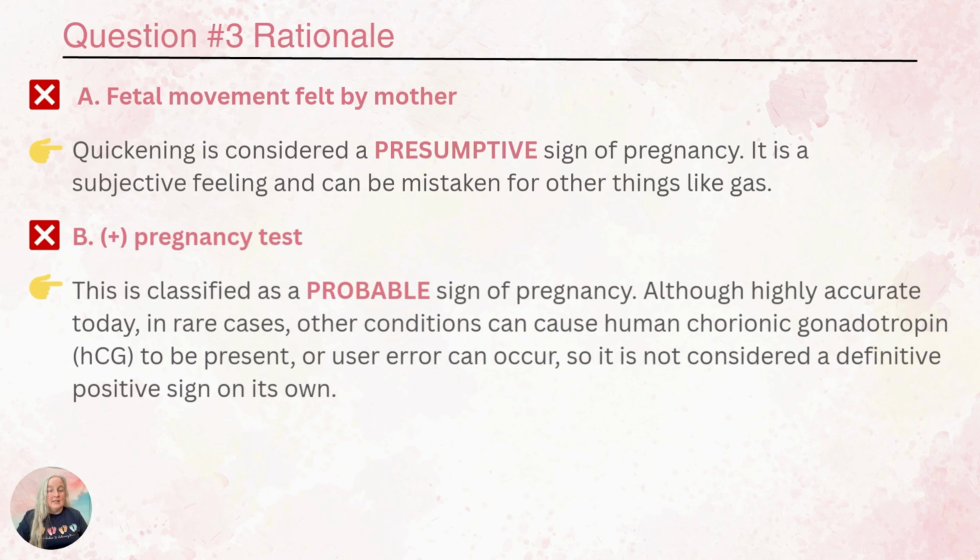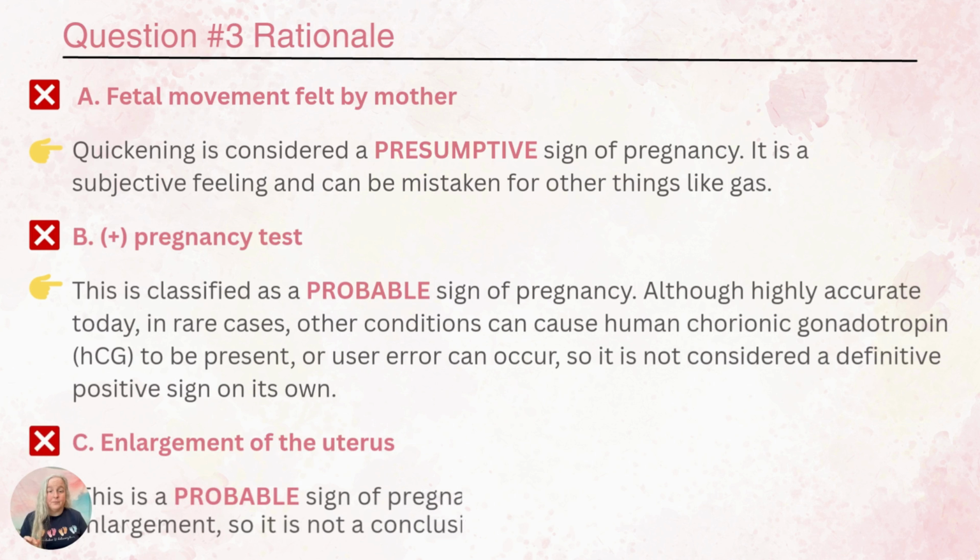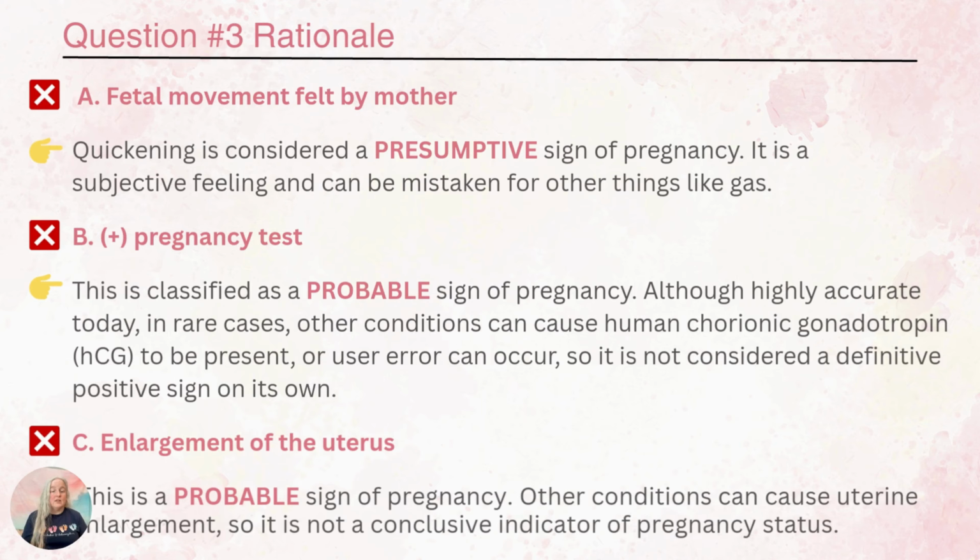B, positive pregnancy test. This is a probable sign of pregnancy. Pregnancy tests are very accurate, but there are rare cases where the body could have HCG that would cause a pregnancy test to show positive if she wasn't pregnant. So it's not considered a definitive positive sign. Remember, our positive signs have to come from the fetus. And then enlargement of the uterus is also a probable sign of pregnancy. It is objective information that can be assessed by the nurse or the doctor, but there are other conditions that can cause uterine enlargement, like tumors and fibroids. So this is not a conclusive indicator of pregnancy either.